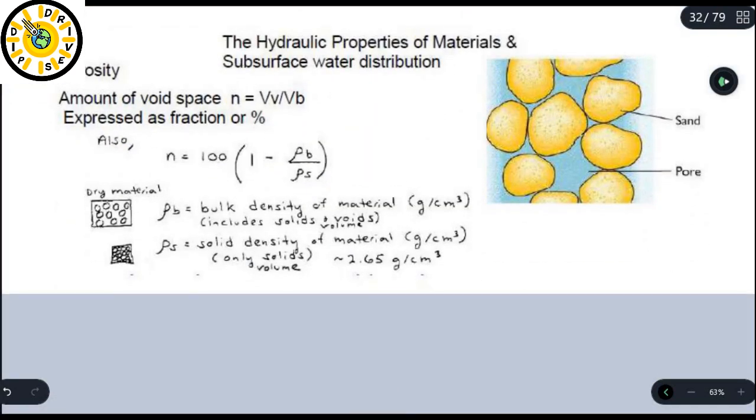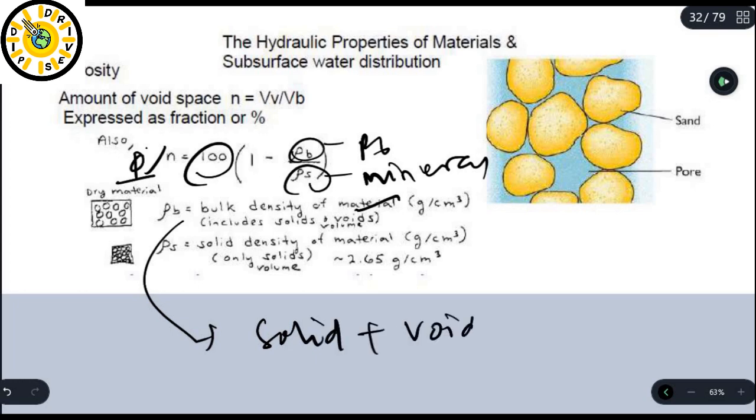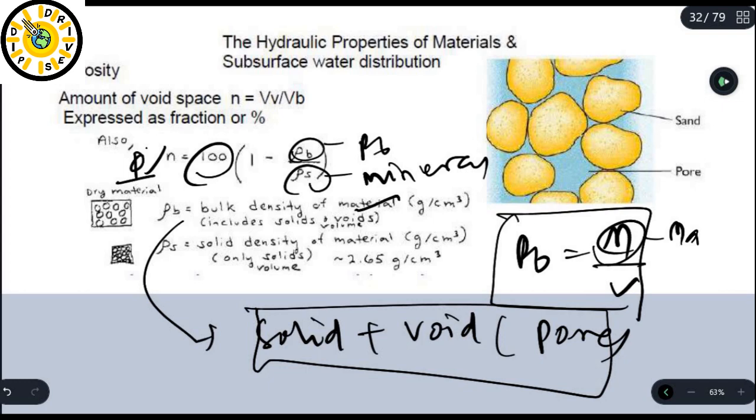So this is the formula, that n or phi is the porosity. So 100 times 1 minus bulk density over solid or mineral density. Bulk density of the material includes the solid part and the void part, that is the pore part. When you calculate bulk density, it is total mass by total volume, m by v. The mass includes the mass of air also, mass of water also, mass of solid also.